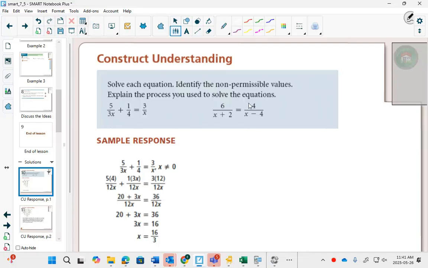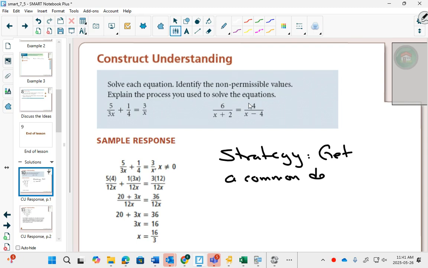Here are the answers for the construct the understanding ones and the work shown. And in this, I want to point out a bit of the strategy. So the strategy will be in solving an equation like this, get a common denominator. And they did that in their work right here. They noticed that between 3x4 and x, the common denominator would be 12x.